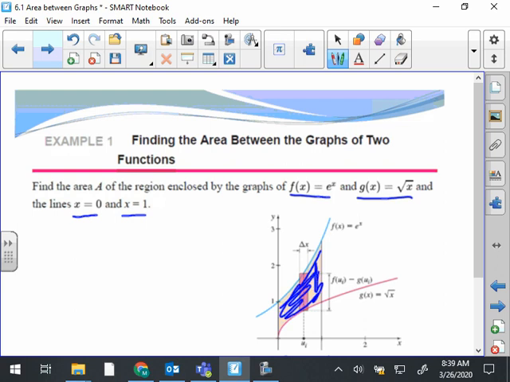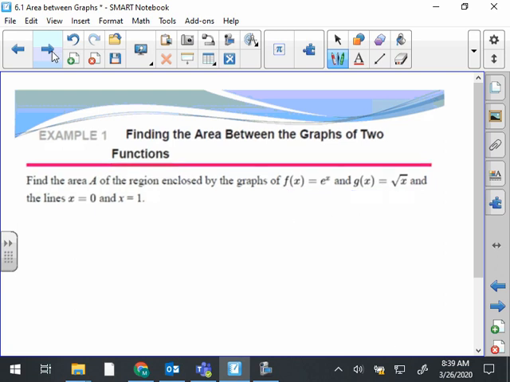So how do we find that area? Okay, so we're just looking at the integral from 0 to 1 of e to the x minus, and I'll just say x to the 1/2, because that's going to be easier finding the antiderivative there.